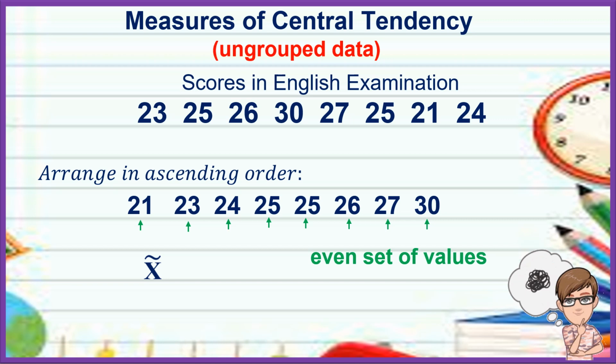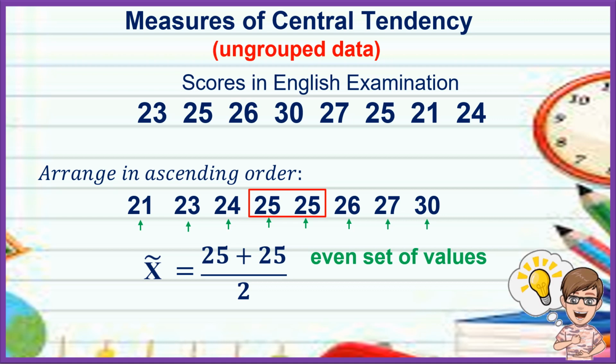To determine the median of an even set of values, we are going to add the two middle numbers and then divide by 2. So we have 25 plus 25 divided by 2, which is equal to what? Correct, it is equal to 25. So our median is equal to 25.